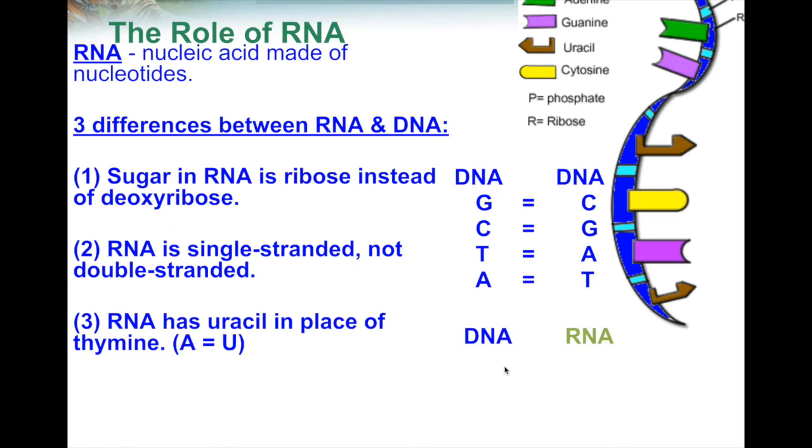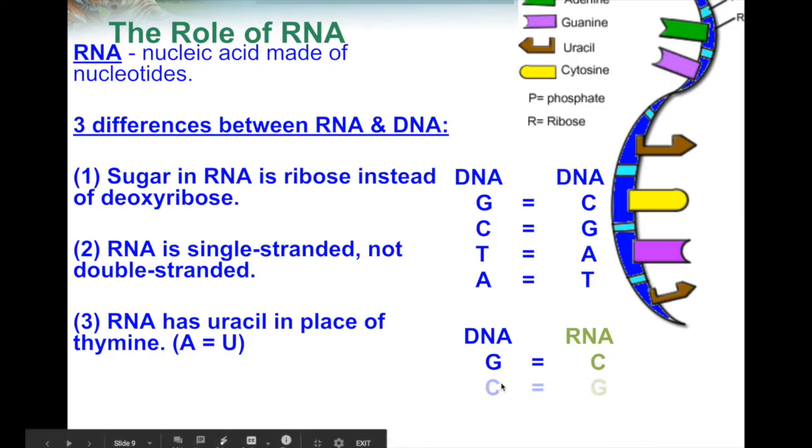Now the thing is, when we copy DNA and turn it into RNA, we got to match up the bases. So whenever we see a G for DNA, it's going to do the same thing. It's going to match it up with a C for RNA. When we see a C for DNA, it's going to do the same thing and match it with a G for RNA. How about for a T for DNA? It's going to match it with an A for RNA. Now here's the difference. Whenever we see an A for DNA, instead of having thymine, it has U for uracil.